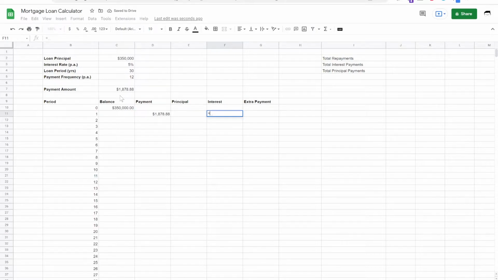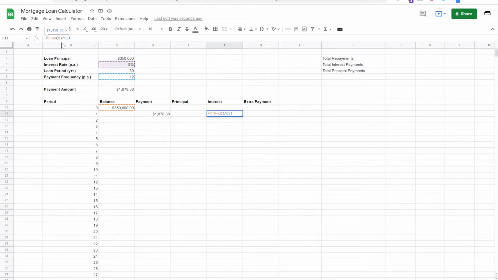Now the interest is what has accumulated between the period 0 and period 1. And this was our balance. So what we have to do is multiply the balance by the interest rate. So we're going to use a bracket here. We're going to take 5% and divide that by 12 periods to have our interest rate in that first period representing 1 month. So our interest amount is $1,458.33.